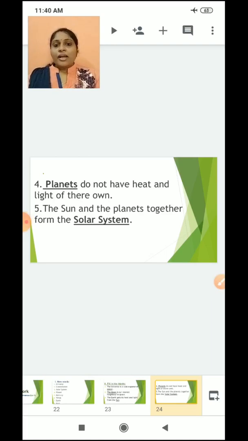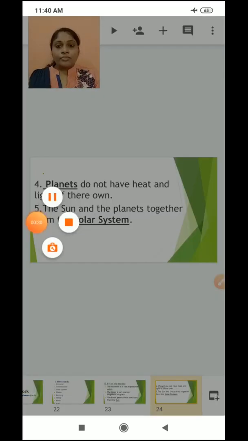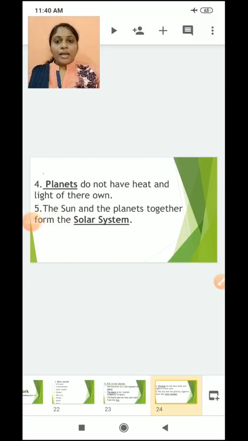Dash do not have heat and light of their own. And what is the answer? Planets do not have heat and light of their own. Planets do not have heat and light of their own. Are you writing?